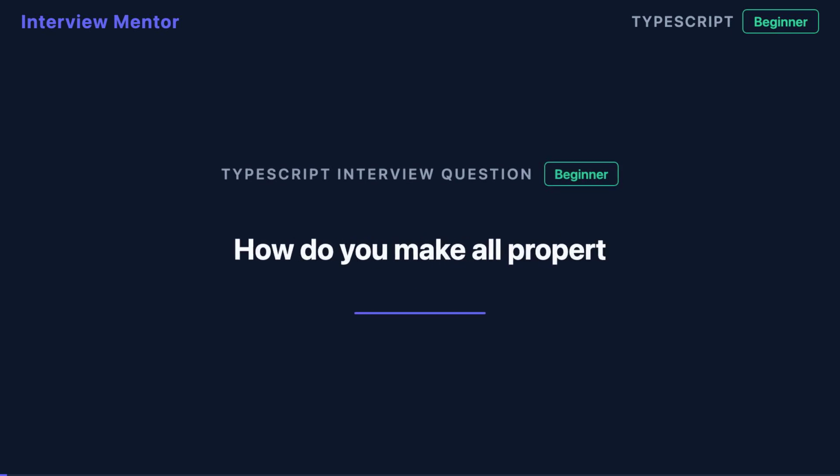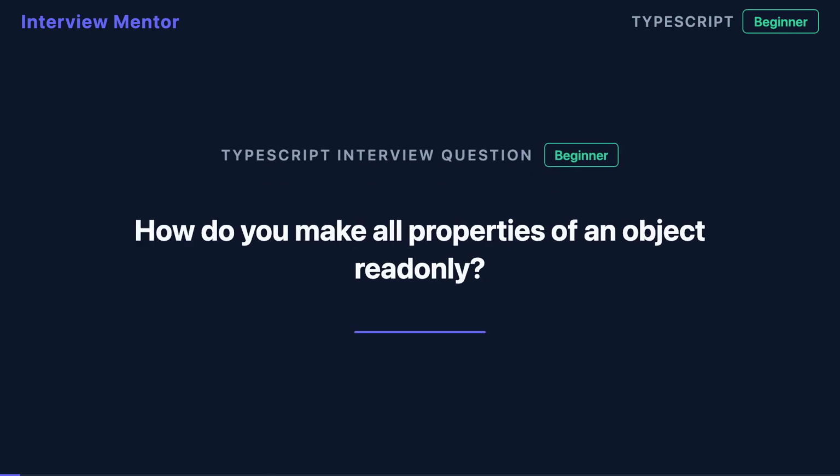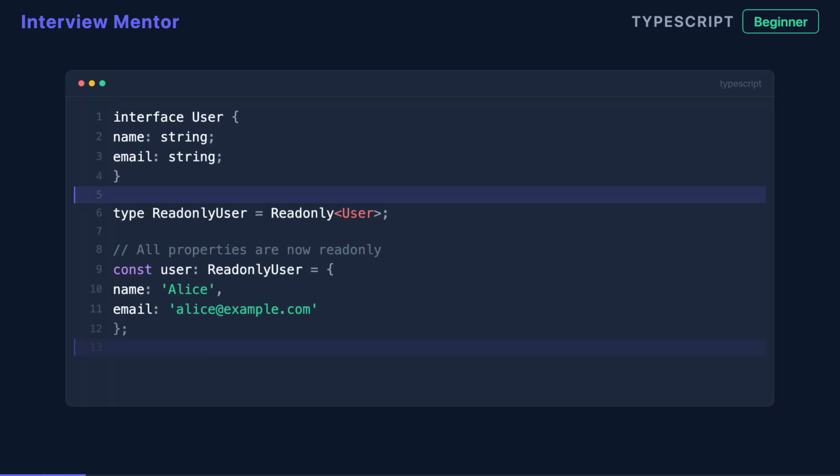Mutating data accidentally is one of the most common bugs in JavaScript and TypeScript applications. So how do you make all properties of an object read-only to prevent unwanted changes? Let's explore the solutions. The primary solution is TypeScript's built-in Readonly utility type.